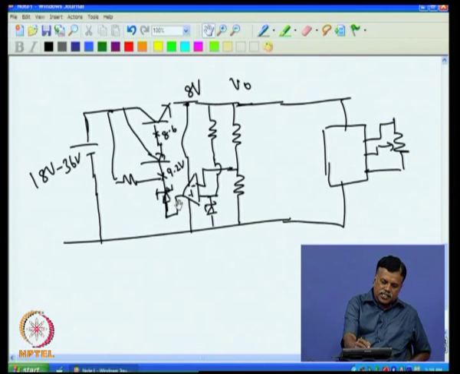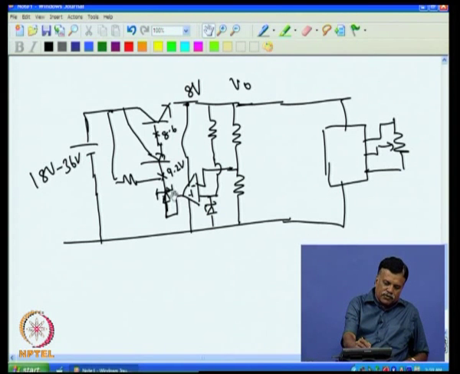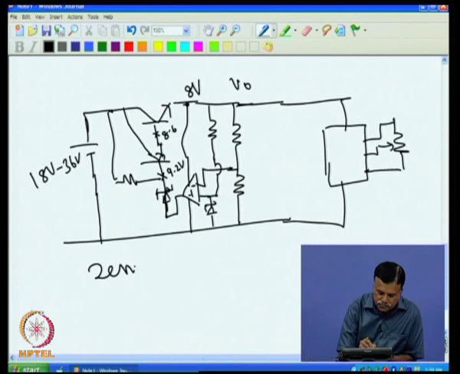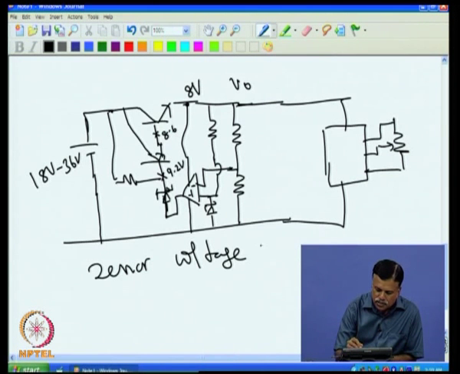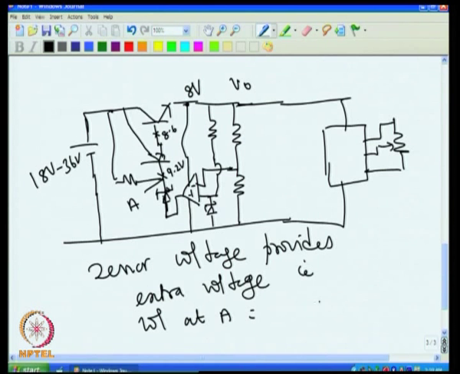That is the trick that we have used in this case to get a regulated 8 volt output. The regulated voltage is also 8 volt, and the supply voltage of the op amp we could also operate at 8 volt. The extra boost that is required is coming from this Zener. This is a very important thing. So, essentially the Zener voltage provides the extra voltage. Say we call this point A. So, the voltage at A is equal to the op amp output plus the voltage across the Zener.